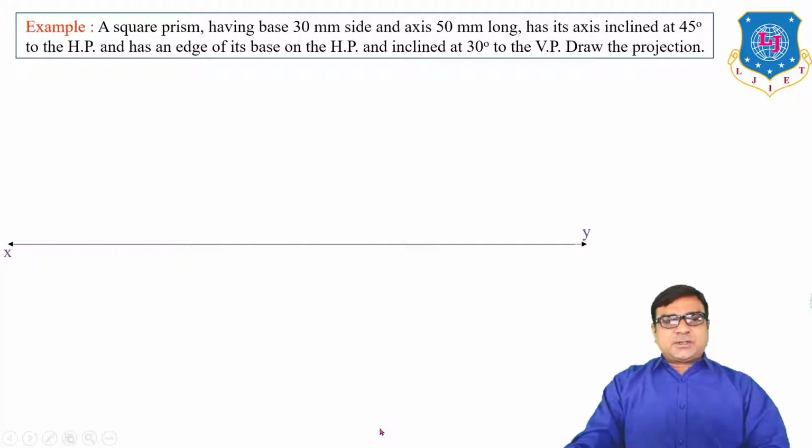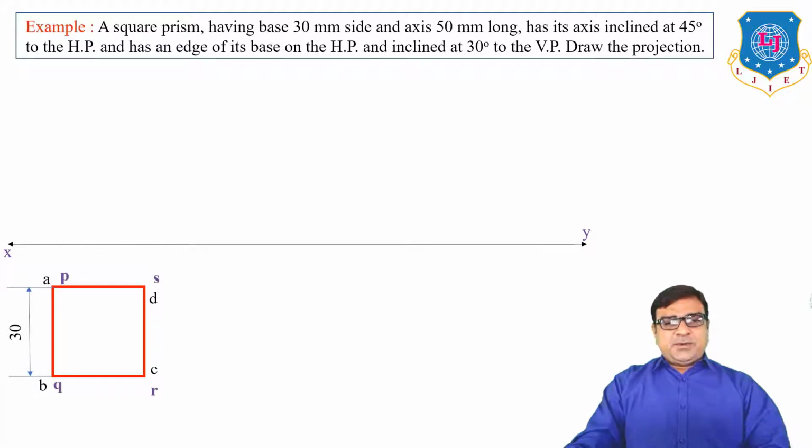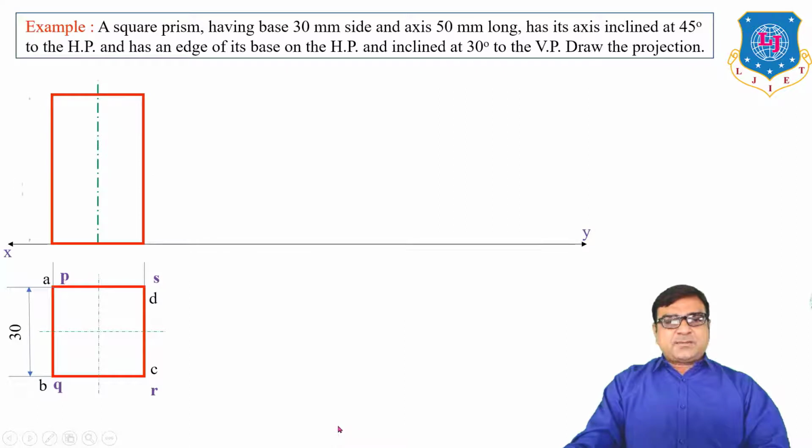So first you put your solid on HP and draw the top view, which is 30 mm long. Now ABCD is the top view of the base and PQRS is the top view of the top square surface. Now draw the front view by taking the length of the axis 50 mm, and the front view by projecting vertical projection lines. Put the name of the base A dash B dash C dash D dash, front view P dash Q dash R dash S dash.